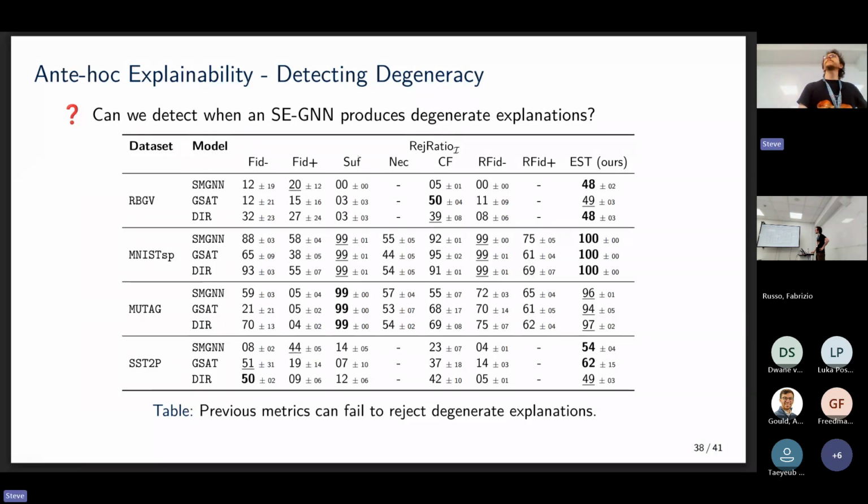You mean this one? Yeah. Yeah, so basically it works in a rather convoluted way. You pick the explanation, okay? You remove the complement. You pick a random graph in the dataset and you pick its complement and you replace the complement. It's a bit convoluted.